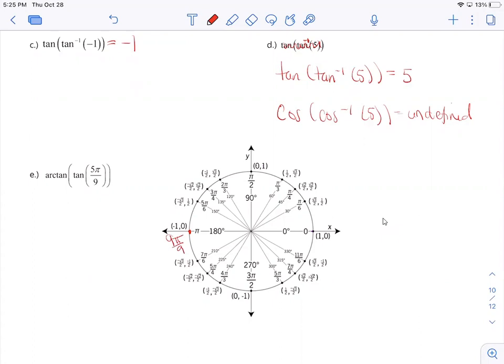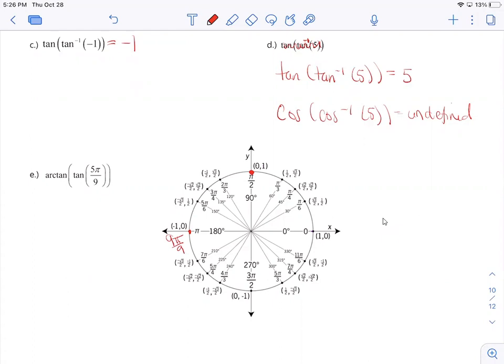Okay, so think about it. What is half of 9? Half of 9 is 4.5, right? So that would be right here. But I have 5 pi over 9. So I have a little bit more than a half.